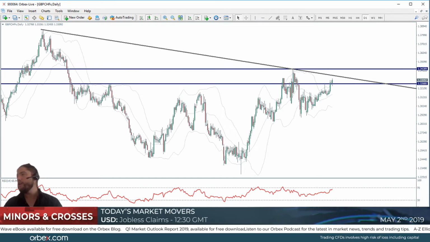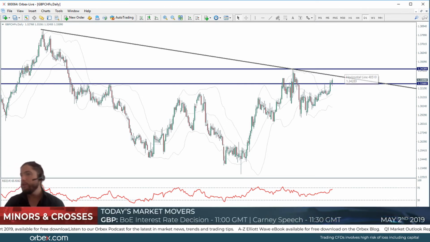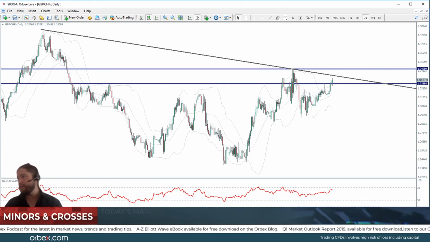So while above here, focus then on a run up to test that bearish trend line, and above there we have the 134.28 level, which if broken again will signal a much larger move in the pound against the Swiss franc.